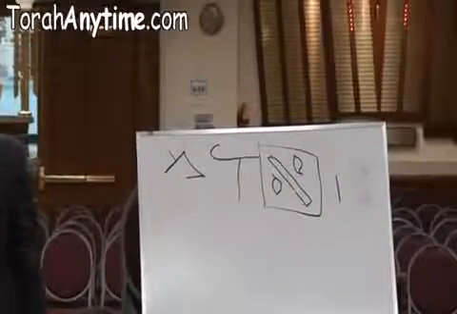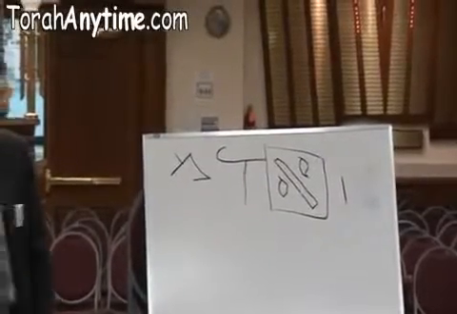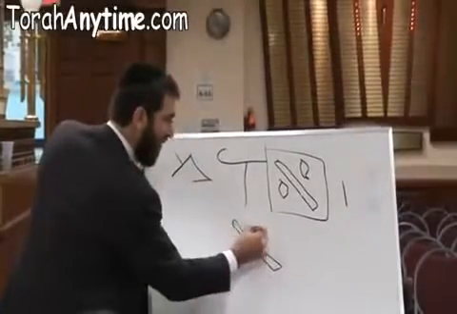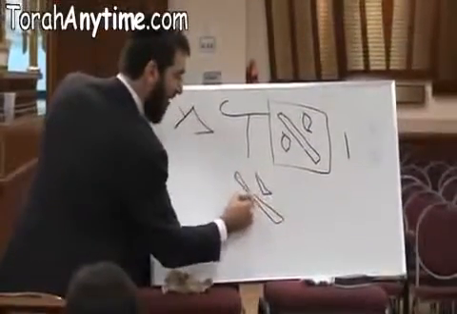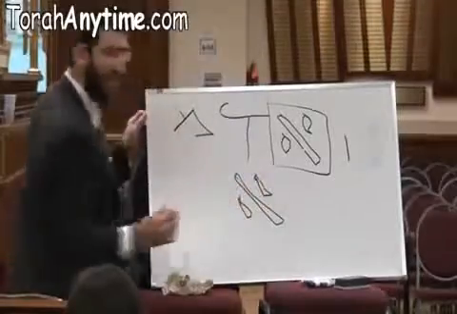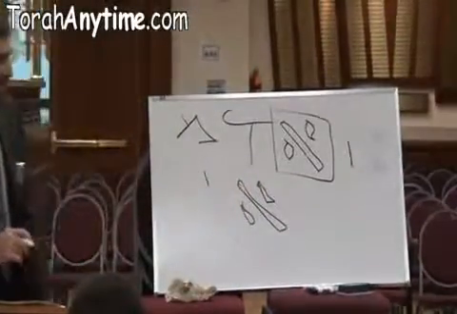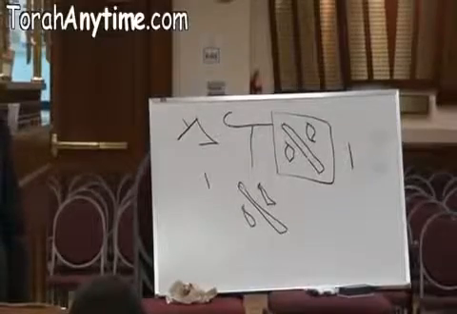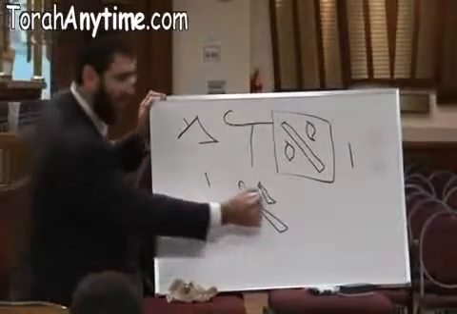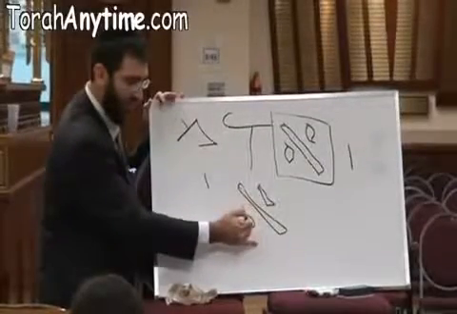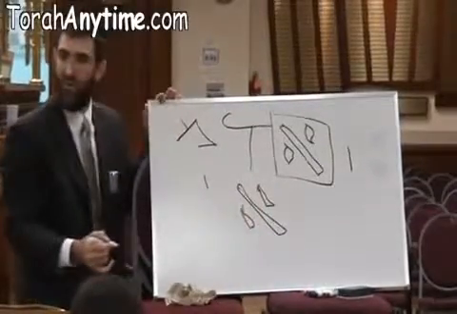What's interesting about an Aleph? Well, let's take a look at an Aleph for a moment. An Aleph happens to be numerically what? What is Aleph numerically? One. Good. If I take a look at an Aleph, I notice that it's actually made of two letters. I have a Yud, two Yuds, and a Vav.